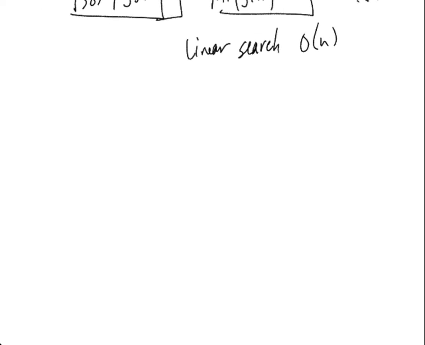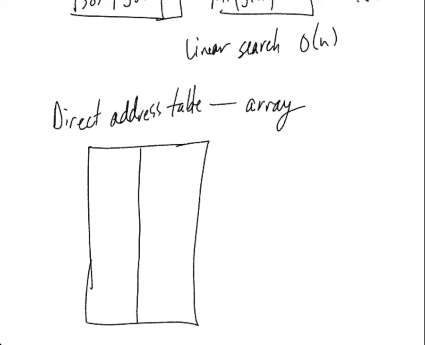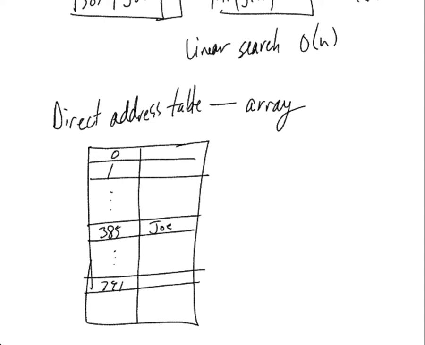But there's a better way, and that might be a direct address table. And this is an array. So here we have a table of structures, and 0, 1, these are the indices into the table. And suppose here at index 385 we put Joe. We'll go a little further. At index 741 we have Jill.